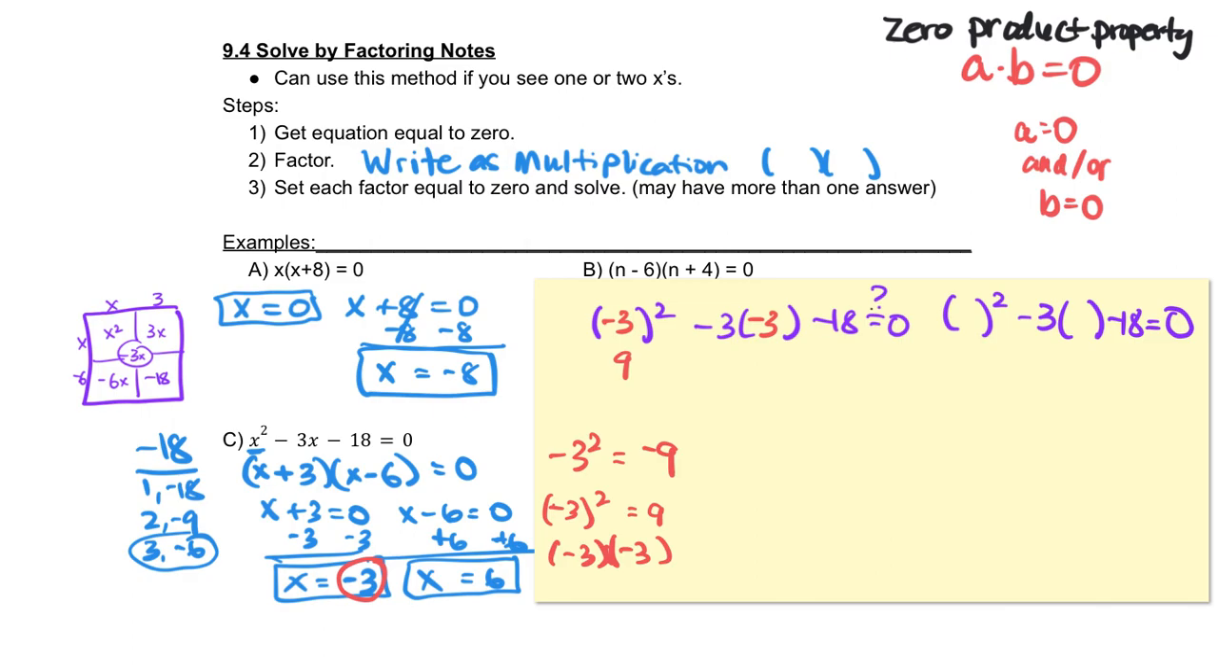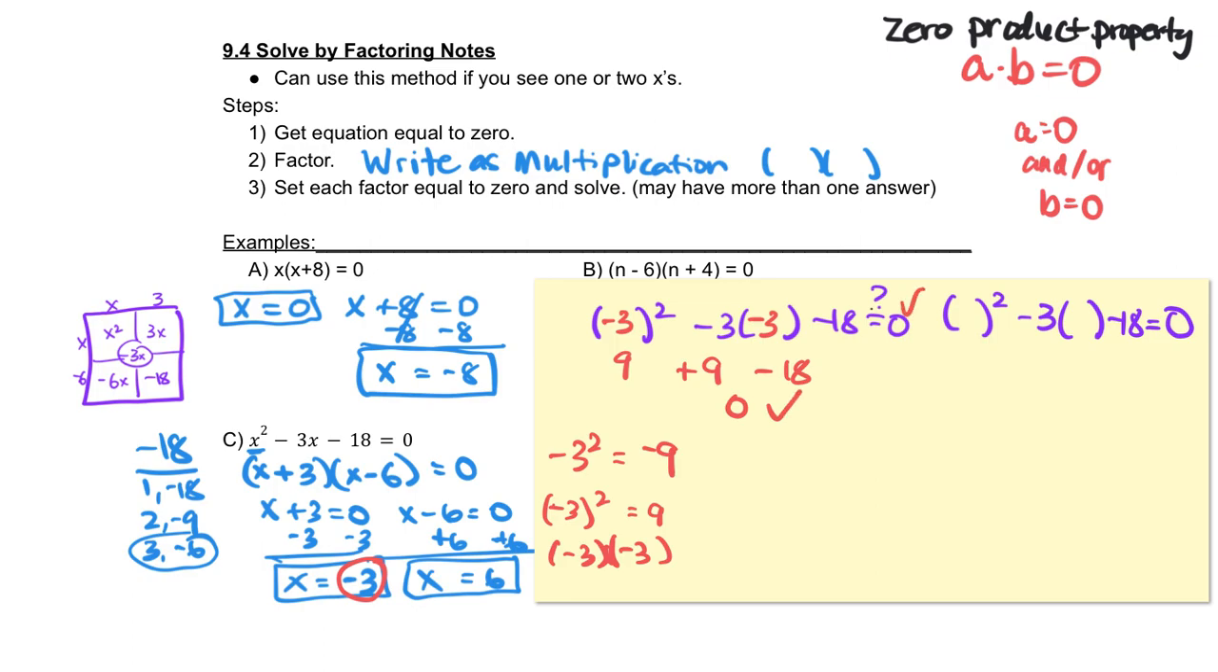So here, negative 3 times negative 9, negative 3 times negative 3 is positive 9 again. And we have minus 18. And so 9 plus 9 is 18. Minus 18 is 0. So yes, 0 does equal 0.